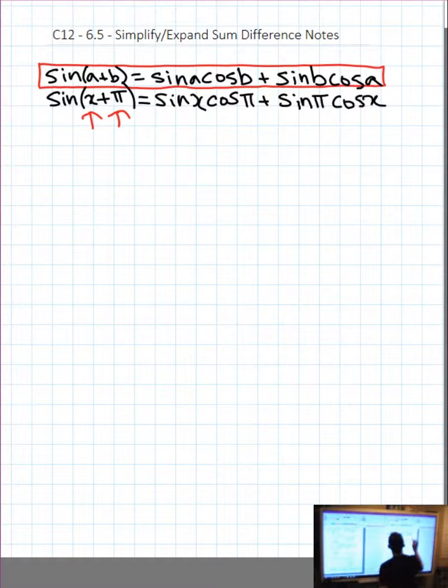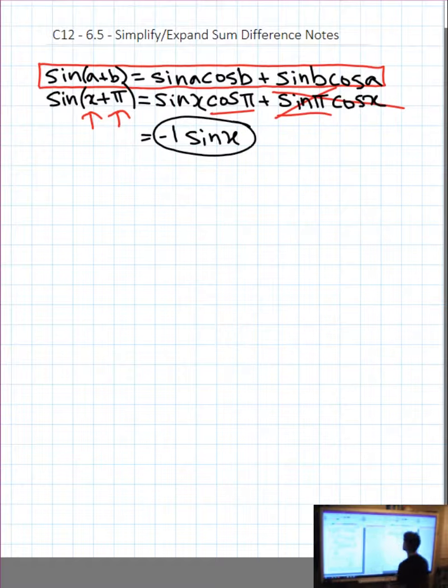And I'll start off on the right with sine of pi, and I know that sine of pi is the y value of the unit circle, and the y value of the unit circle at pi is 0. So sine of pi is 0, therefore sine of pi times cos x is 0, and it's gone. And then I'll work on cos pi, and cos is the x value of the unit circle, and the x value of the unit circle at pi is negative 1, which makes this equal to negative 1, and sine x stays. So look at how we can simplify that.